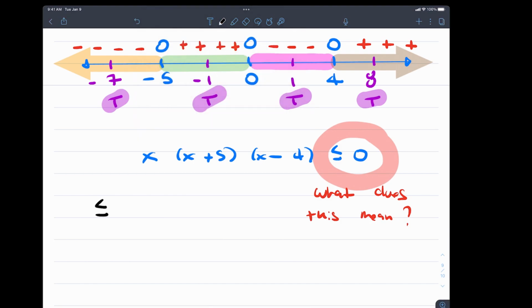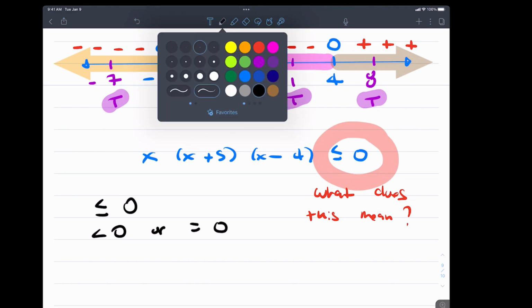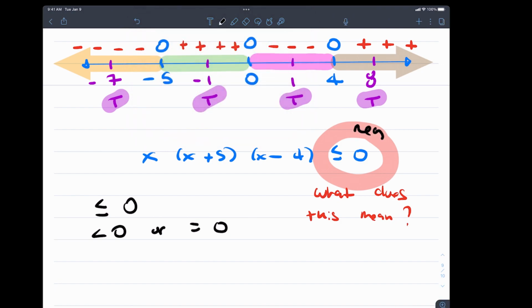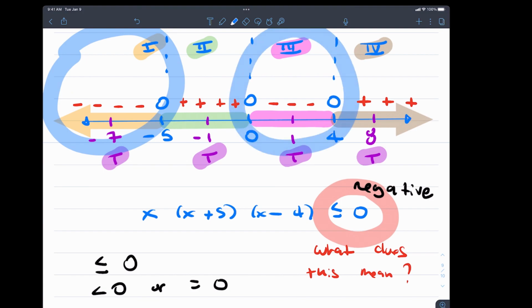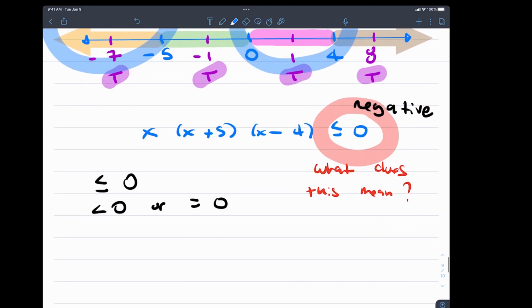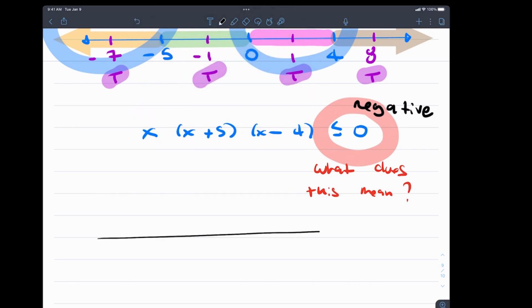This is what we're saying. You guys know what that means? That means it's less than 0 or equal to 0. They simply want to know where it's negative or where it equals 0, because 0 is neutral. It's not positive. It's not negative. So if I said, what regions are negative? 1, 3. Those are negative.